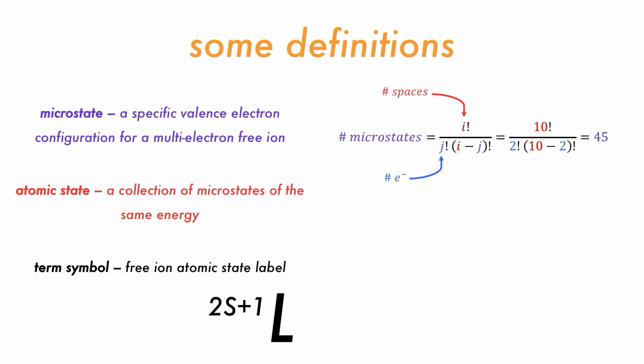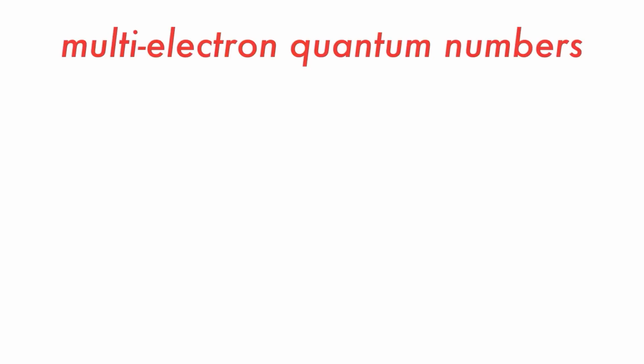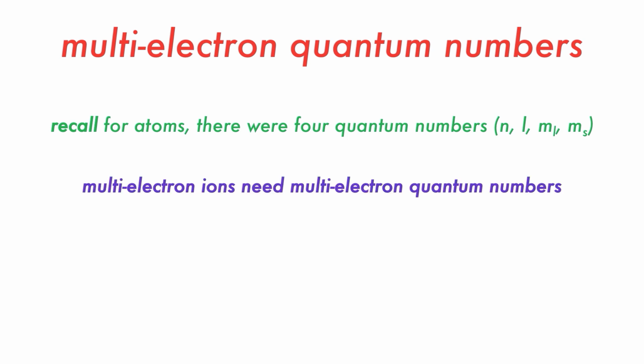The term symbol is a shorthand way to describe the electronic configuration in the molecular orbital diagram. We need to come up with a term symbol for the free ion before we impose octahedral symmetry. So there will be two components: spin multiplicity, where S is going to be the number of unpaired electrons, and L, which describes the total orbital angular momentum. So this brings up the idea of multi-electron quantum numbers, more than the 4 that we previously assumed that we had. Thus, we will need multi-electron quantum numbers.